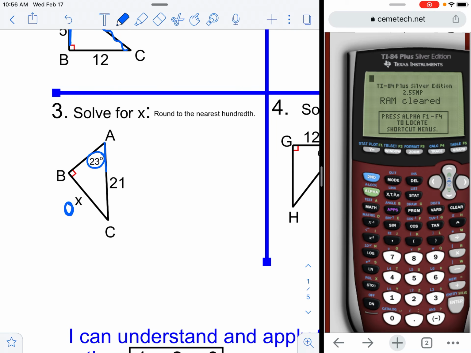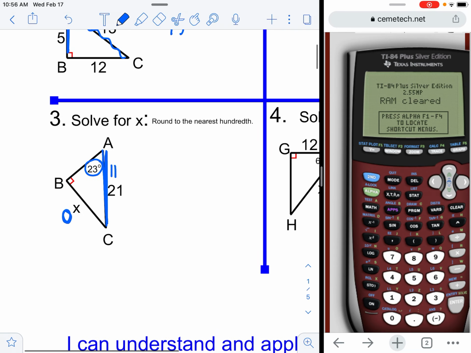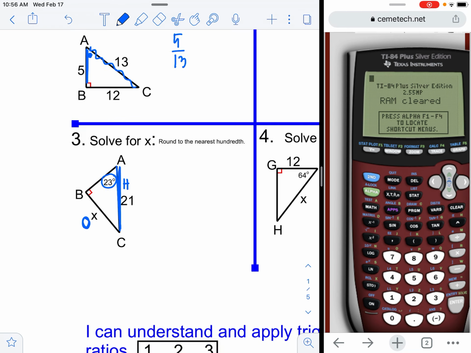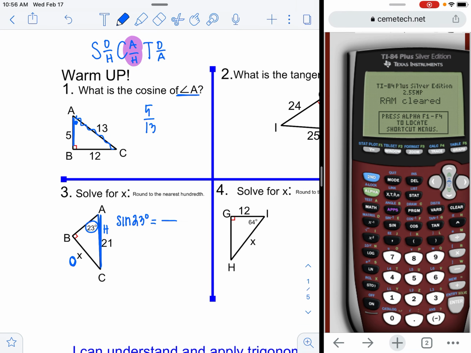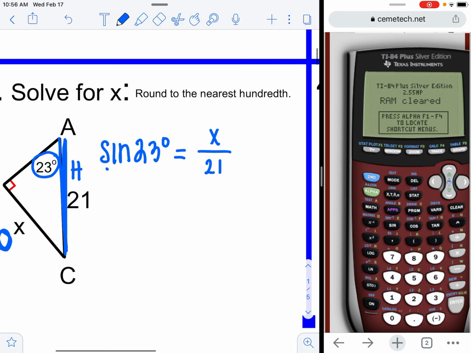Okay, so let's start with this one right here. This side doesn't touch my angle at all, so that is the opposite side. This side right here touches the angle, but it's the hypotenuse. Which trig function uses O and H? Sine does, so I'm going to write down sine. My angle comes next, 23 degrees equals, and then my ratio. Remember, it's opposite over hypotenuse, O over H, x over 21.